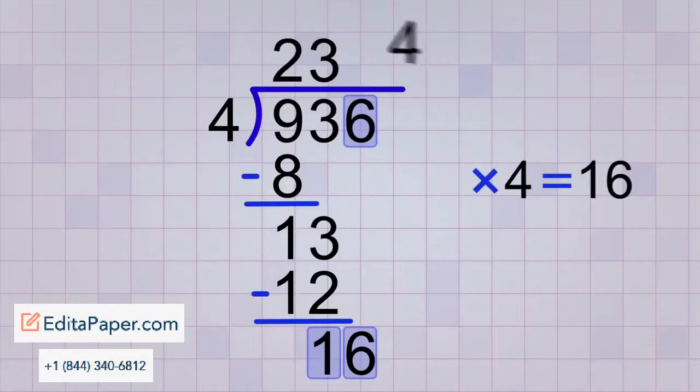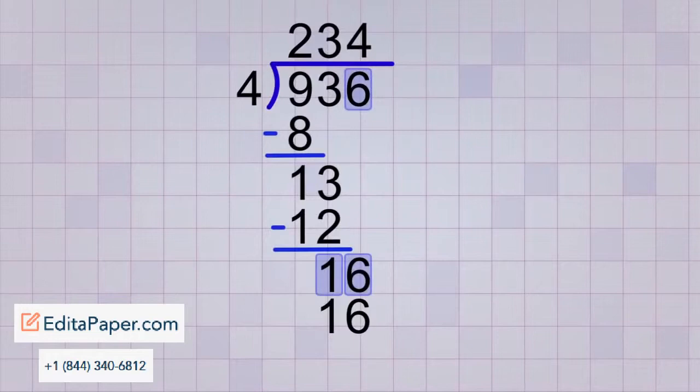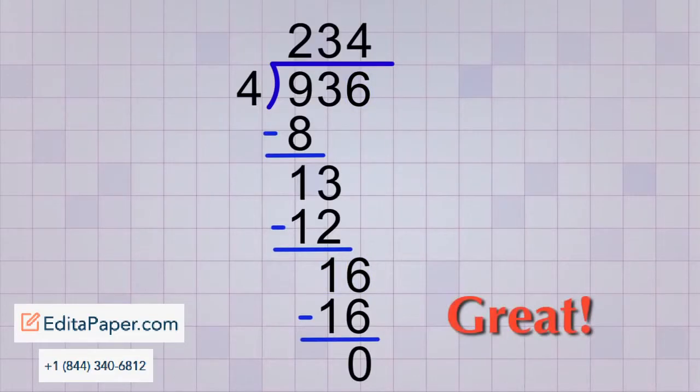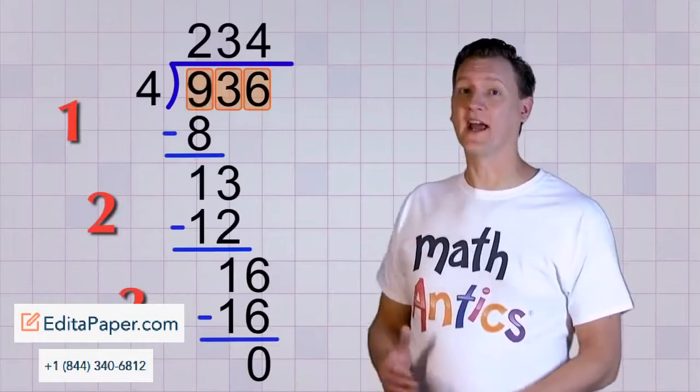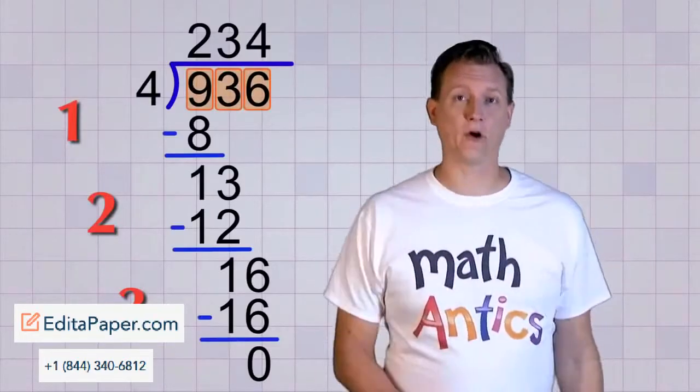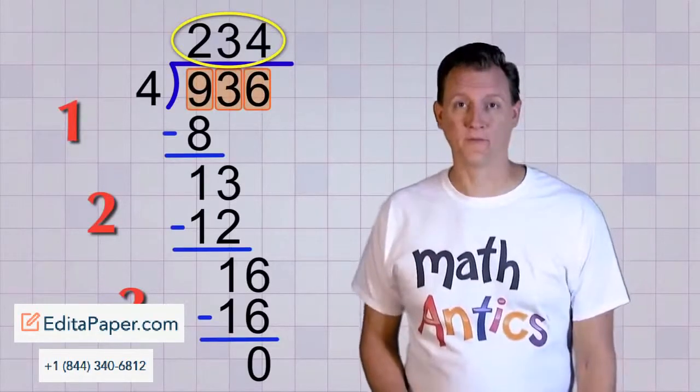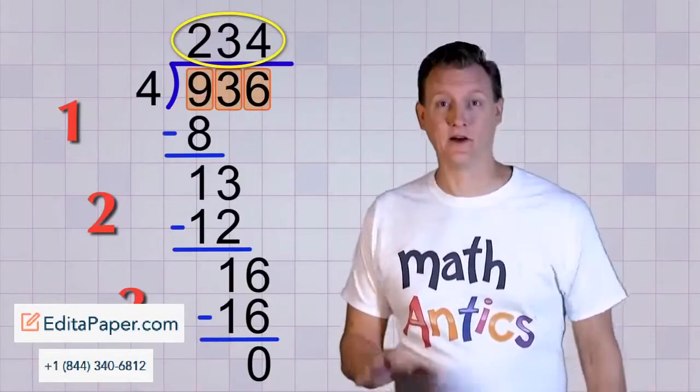So we put a 4 in the last place of our answer line, and then we write the 16 below our new remainder. Now, if we subtract 16 from 16, we see that our last remainder will be 0, which means there's no remainder left. That's great! We solved the whole division problem, digit by digit, by breaking it up into 3 basic division steps. And now we know that 936 divided by 4 equals 234. And we also know why they call it long division.